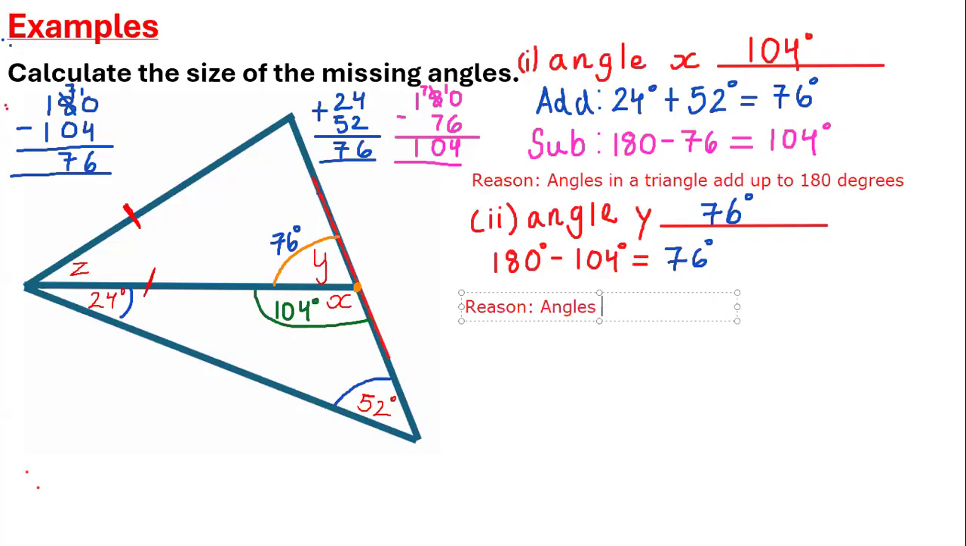Please. All right, so angles on a straight line add up to 180 degrees.